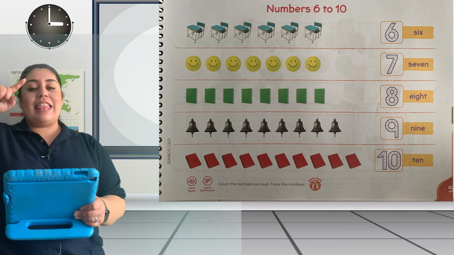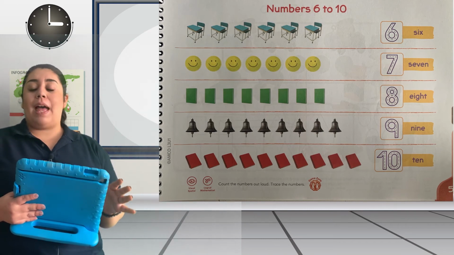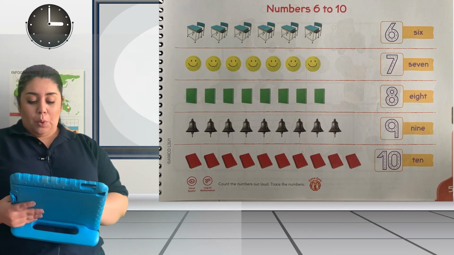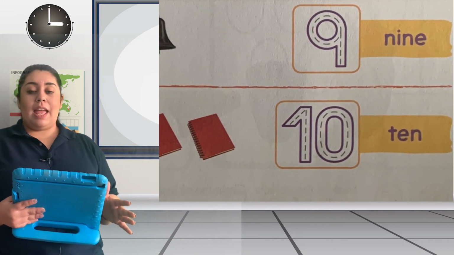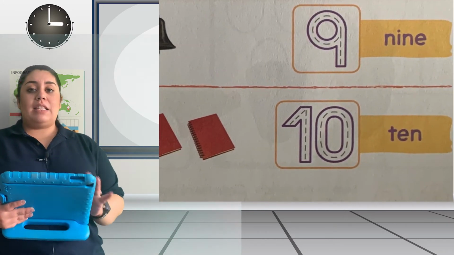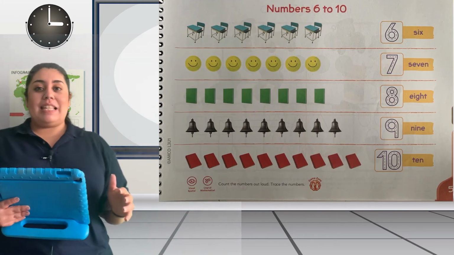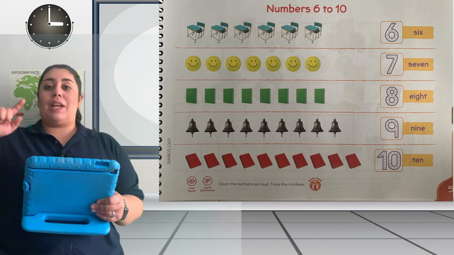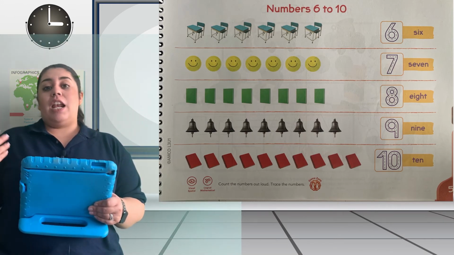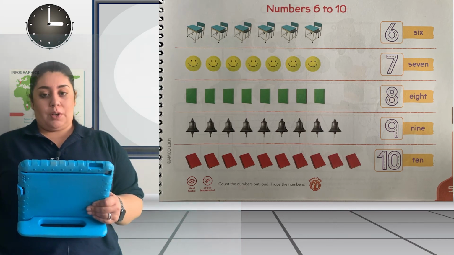Let's trace the number 10. The number 10 is a compound number, you see. We have 2 numbers that make 1. Number 1 and number 0 make number 10. Perfect! Good tracing the numbers. Remember, we have to practice tracing the numbers in a notebook in order to continue tracing them well.